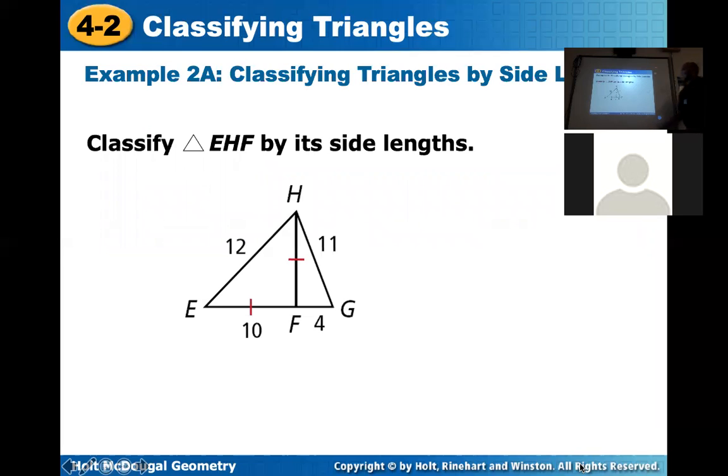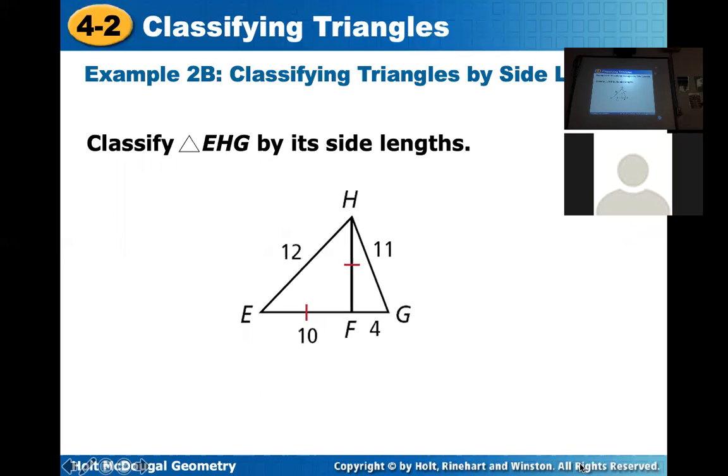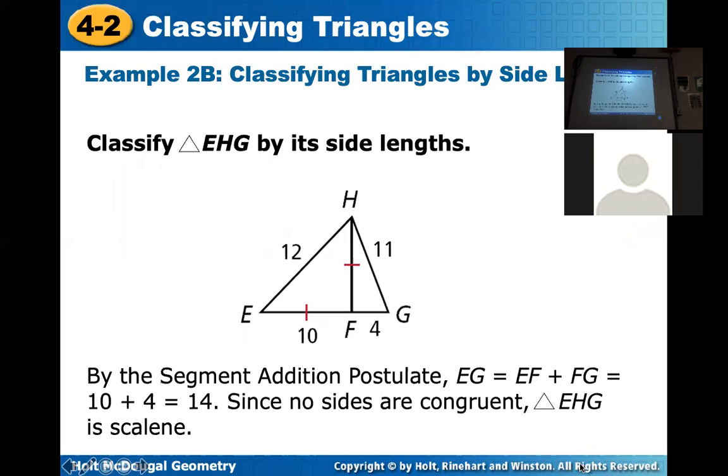All right, we're going to classify these by side lengths. So we want to do EHF. We see that EF and FH are congruent. Therefore, they're both 10, because EF is 10, and 12 is different. So it's 10, 10, 12, so that would be an isosceles triangle. Two of the sides are congruent. EHG, we see this one's 12, this one's 11, and this one would actually add up to be 14. So they're all three different, so that triangle is scalene.